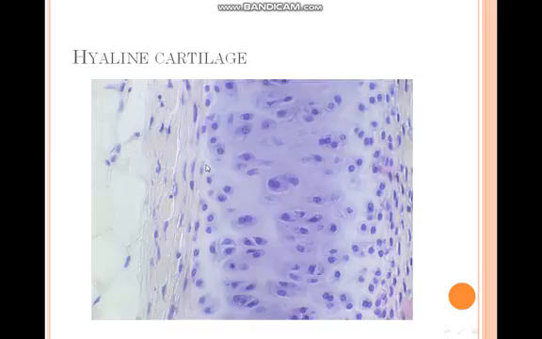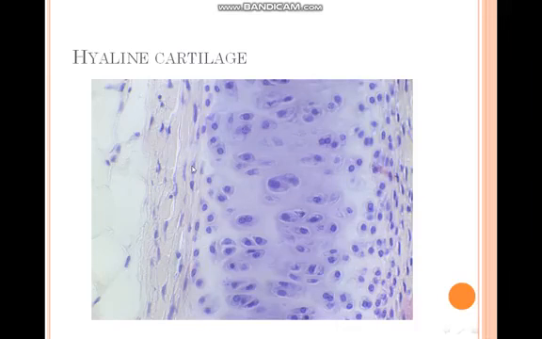In high magnification, we can see the perichondrium, which is made of collagen fibers and fibroblasts. At the junction between the perichondrium and the matrix, we have a row of elliptical cells. These are the chondroblasts. The chondroblasts are responsible for formation of new matrix. Within the matrix, we have lacunae occupied by another type of cell called the chondrocyte.